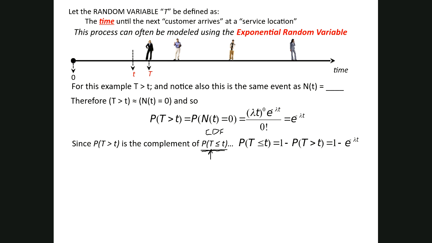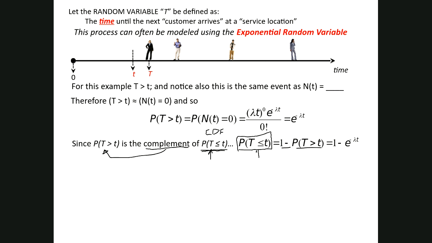So if you were opening a store, you'd want to know what's the chance that I'll have one customer in the next 30 minutes or the next 15 minutes. And in order to do that, this is the complement of what we've just calculated. And by probability definitions, the probability that t is less than or equal to this time that the customer arrives is 1 minus the probability that it's greater than that time.